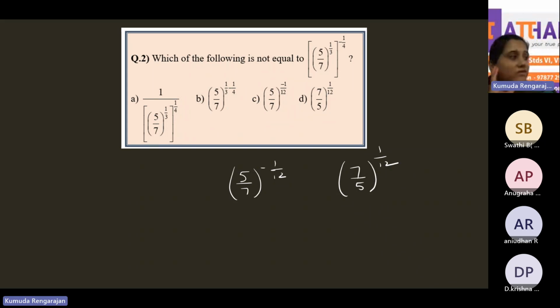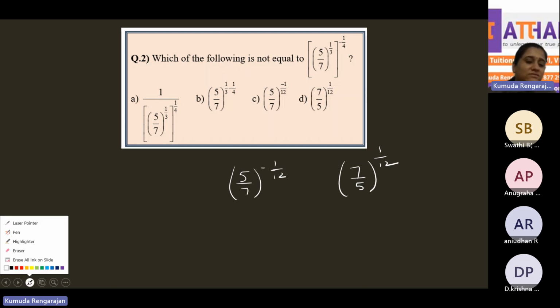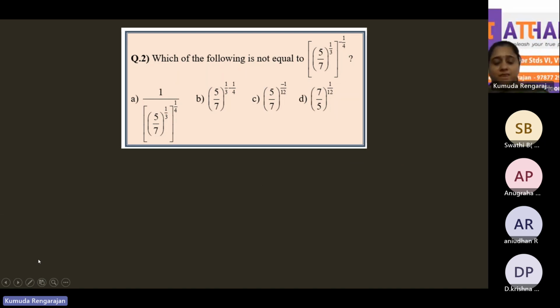Which of the following is not equal to the given expression? A, C, and D are equal to the given expression. B is not equal to the given expression. There are many correct, no? Okay, fine, I understand what you're saying.